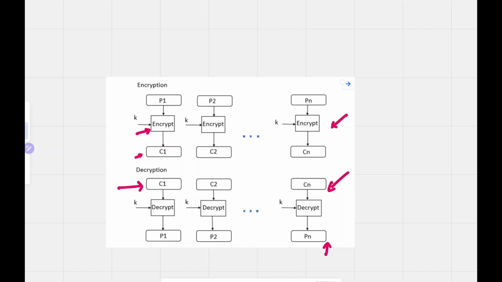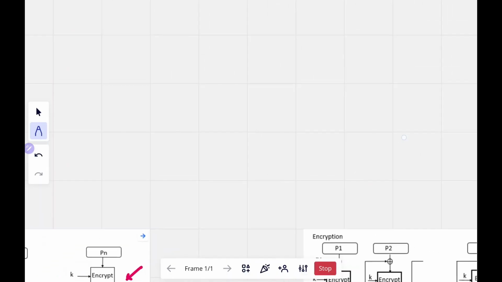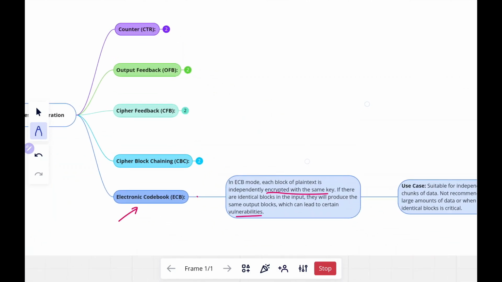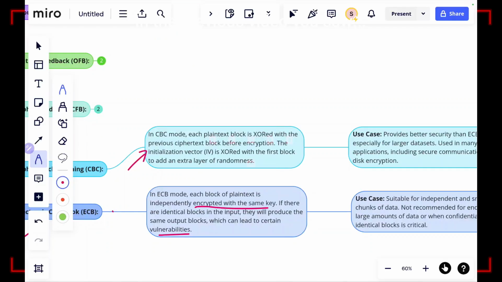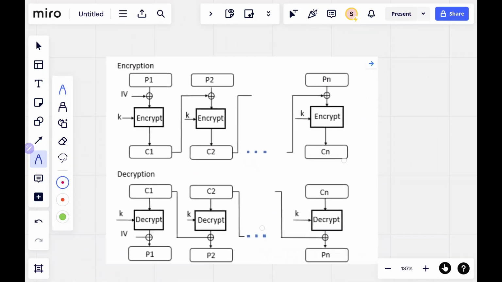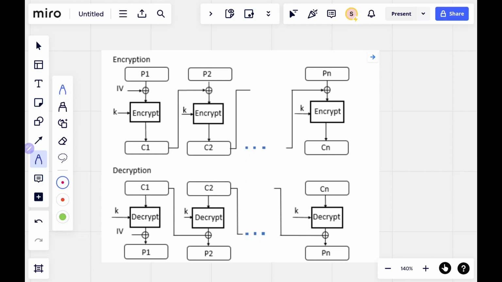So let's go to the next kind of a block cipher, that is nothing but what we call as cipher block chaining mode. What happens in cipher block chaining mode is again very simple. Each plain text block is XORed with the previous ciphertext block before encryption. So this adds a little bit of security to the previous mode, that is the electronic codebook. So let's see how this works. This is nothing but what we call as a cipher block chaining or CBC mode.